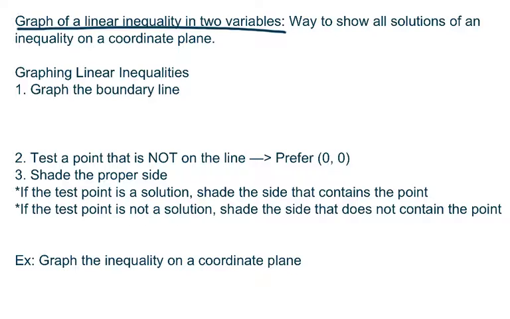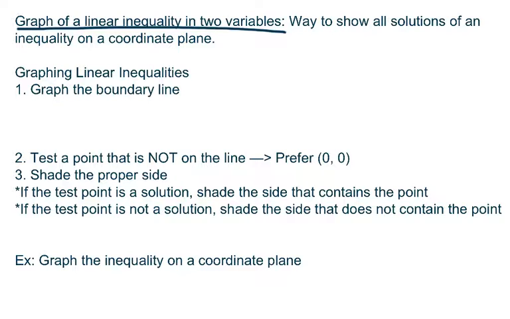So the steps for graphing a linear inequality. Step number 1, graph the boundary line. That's the same rules as if it were just an equal sign. So if we had y equals 3x minus 4, that'd be a slope of 3, a y-intercept of negative 4. The rules for graphing the line are not going to change. Get it in slope-intercept form, mark your y-intercept, use your slope to find the second point.